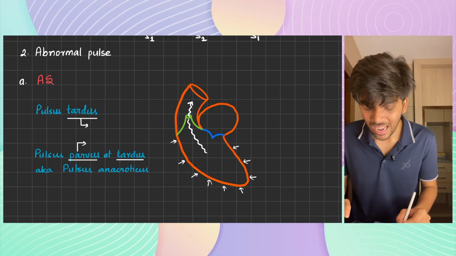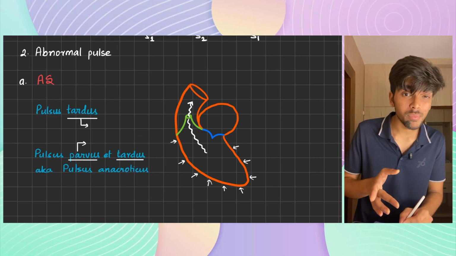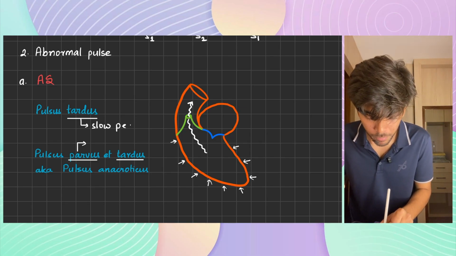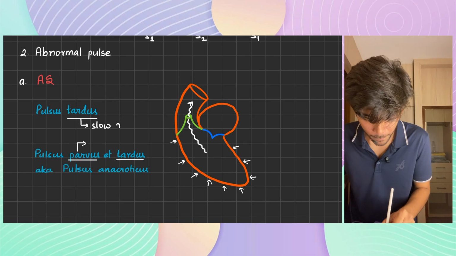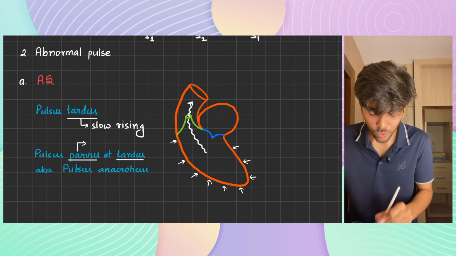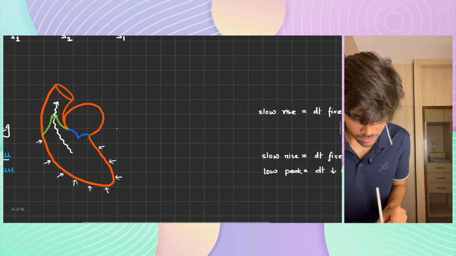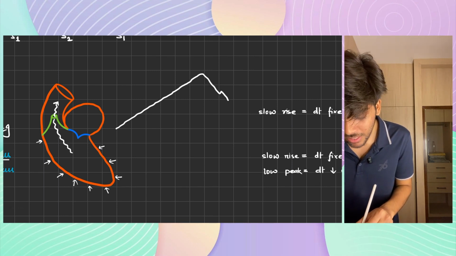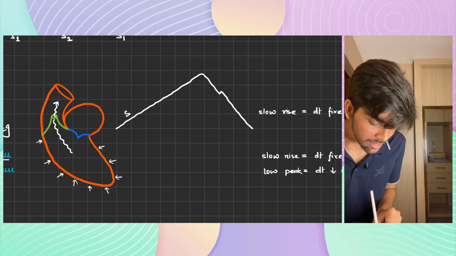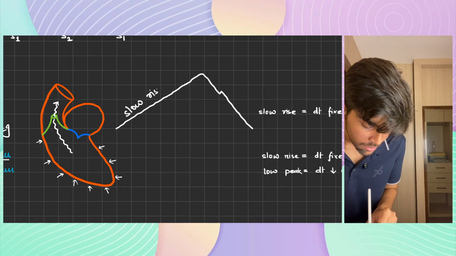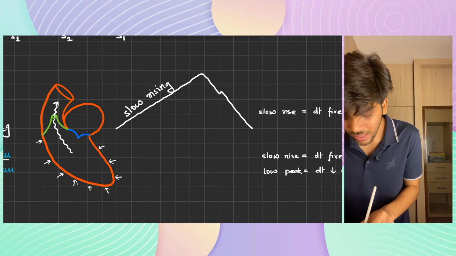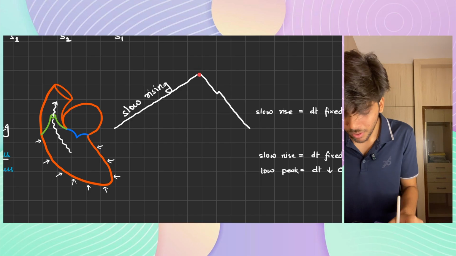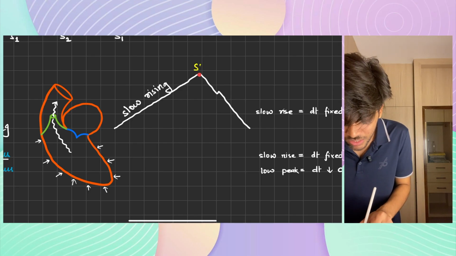Pulsus tardus. Tardus comes from the word tardy, which means late or slow. So what you get is a slow peaking, slow rising pulse. That is, the pulse rises slowly. It looks something like this. So the pulse rises slowly. It eventually reaches the peak, but then the rise is slow. It's a slow rising pulse. It reaches the peak, and from your normal pulse, you must know that the peak is the systolic blood pressure. What is the peak? The peak is the systolic blood pressure.